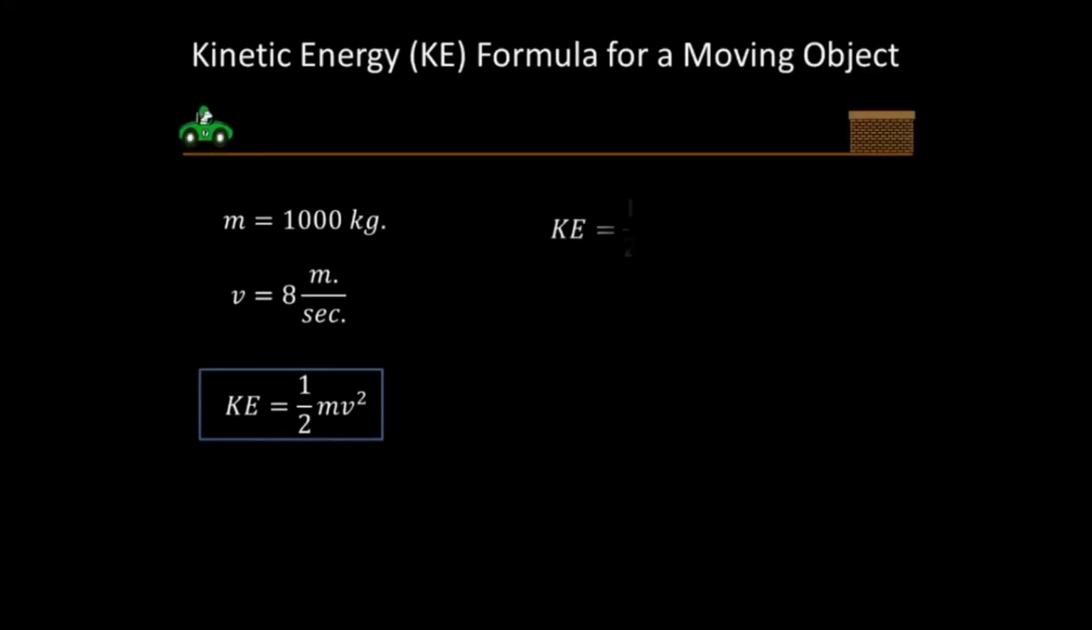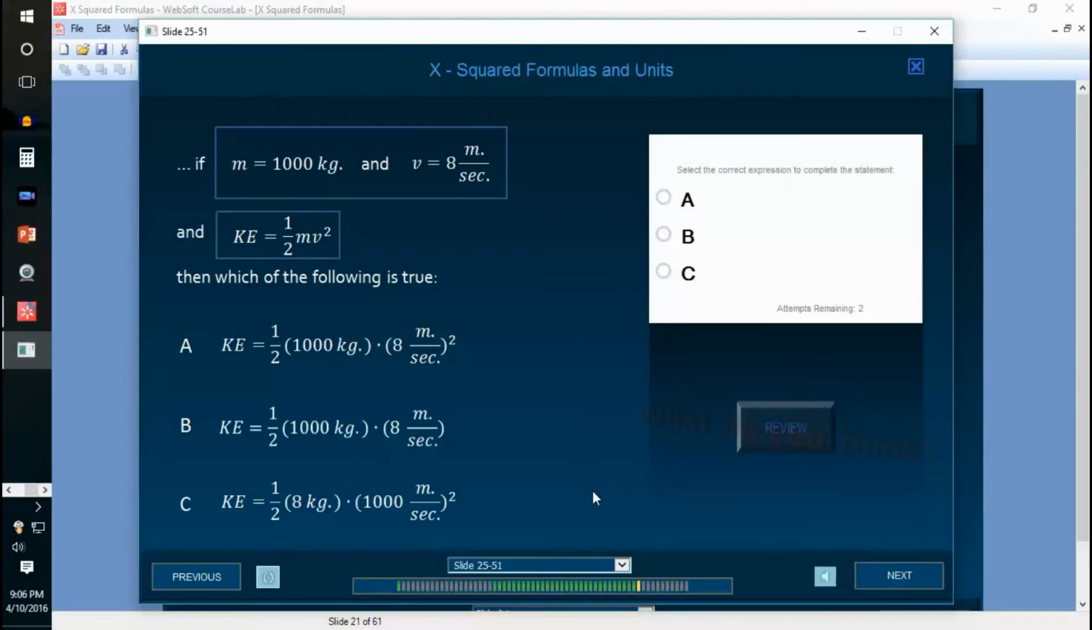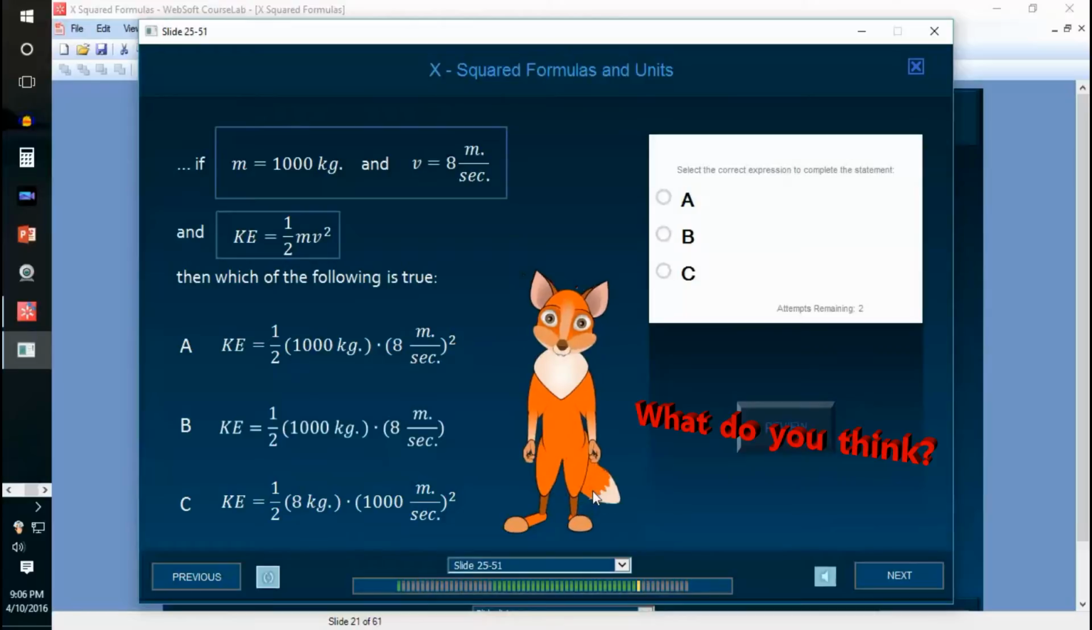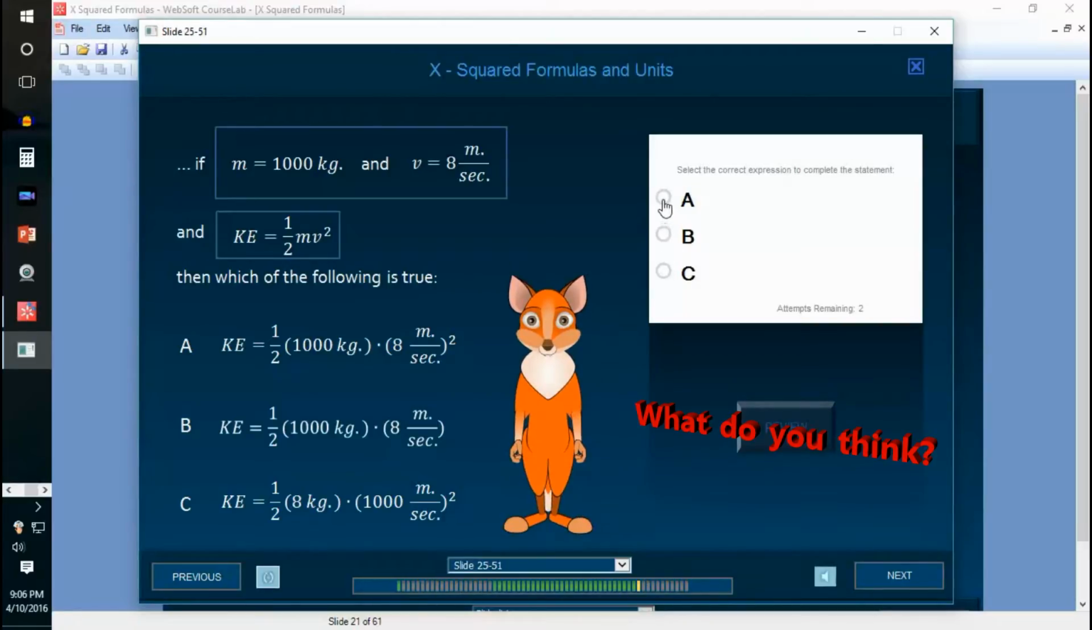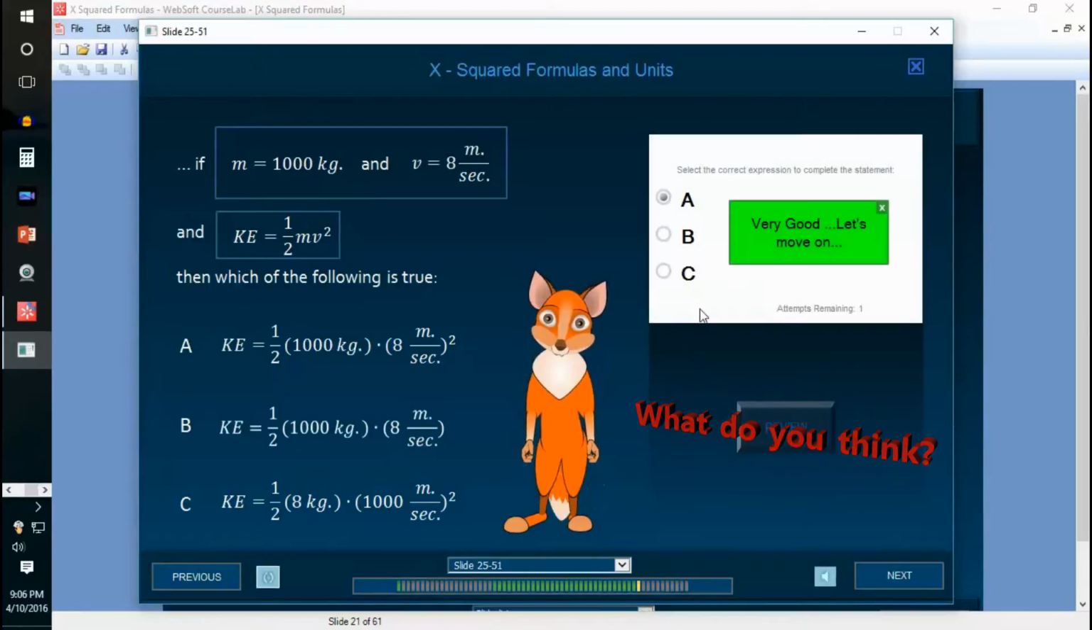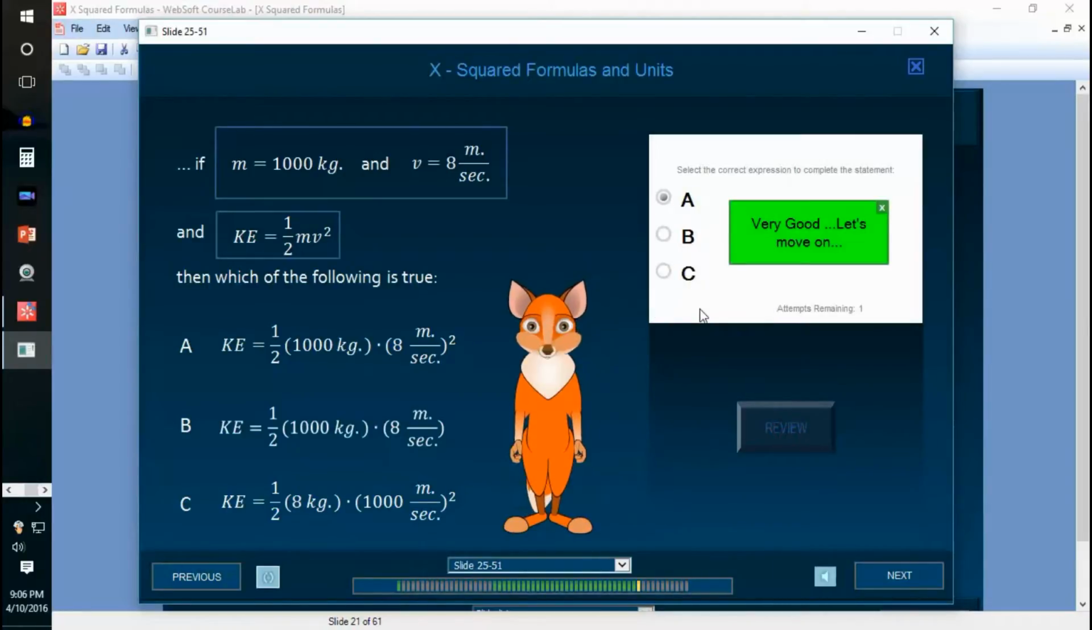Again, we begin our calculation. The kinetic energy equals 1/2 of 1,000 kilograms again, but this time times 8 meters per second squared. If the mass equals 1,000 kilograms and the velocity equals 8 meters per second, which of the following replacements in our formula are correct? Nicely done. Answer choice A shows the correct replacements in our formula.